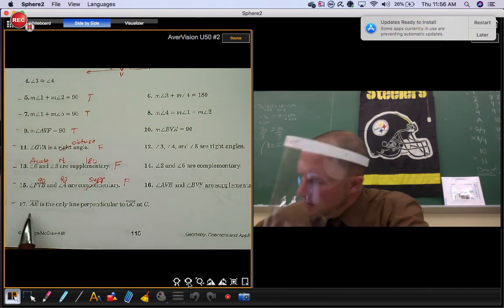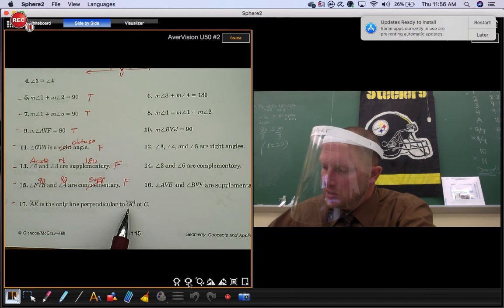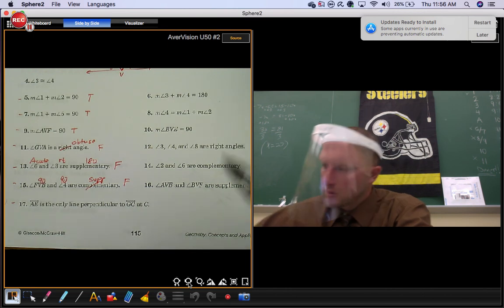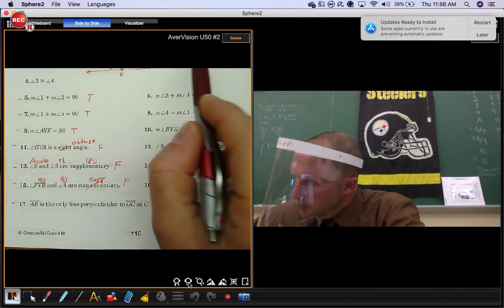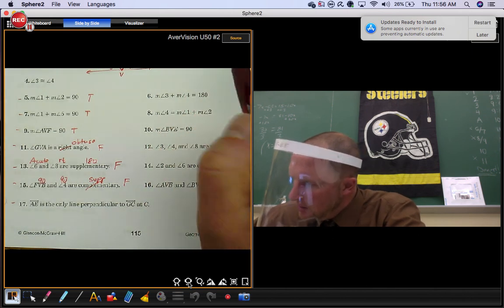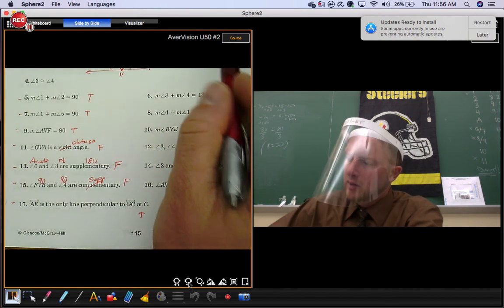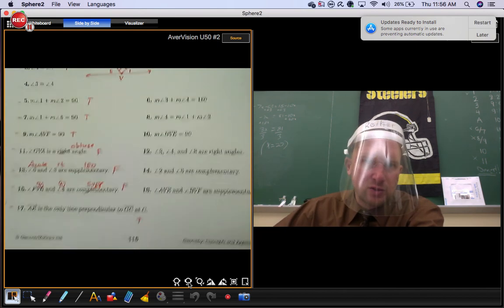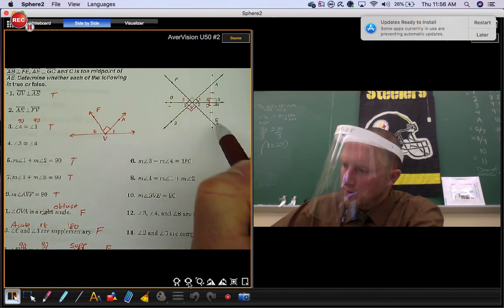Number 17, line AE is the only line perpendicular to line GC at point C. Find line AE. That's the vertical one. Is it perpendicular to line GC at point C? It is. And it's the only one perpendicular to it. Oops. It's the only one perpendicular to it at point C. So we're talking about this line and this line.